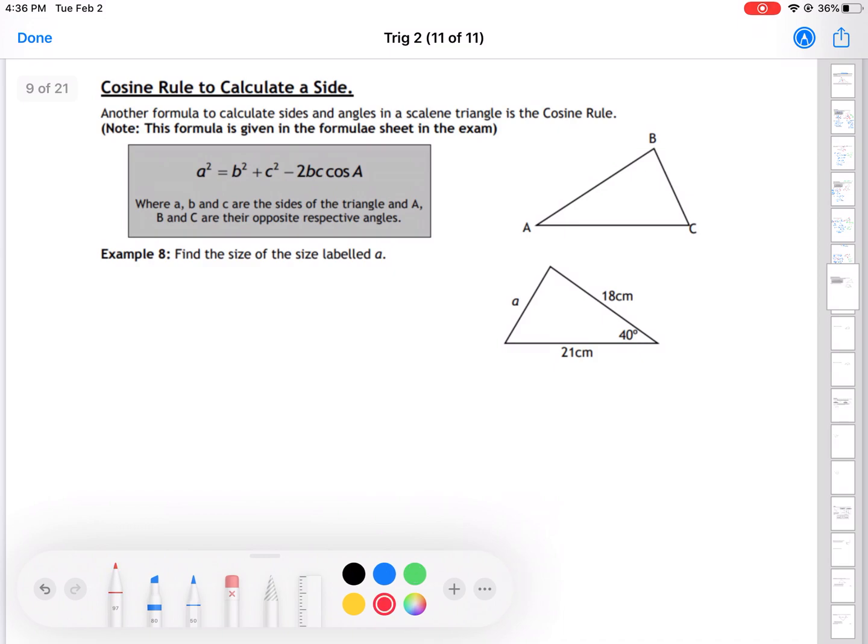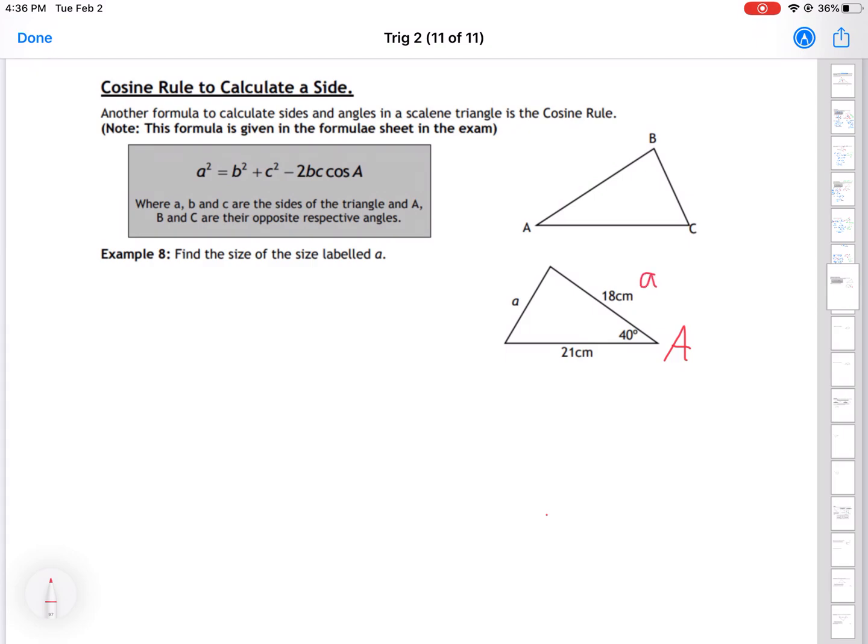So as before, we have got to label the triangle. Side A is already labelled for you, so angle A is at 40. Sides B and C can be either of the other two, it's up to you. So I'll label them that way round, which means angle B is down here, angle C is up the top. Write down the formula as before, which is a squared equals b squared plus c squared minus 2bc cos A. Don't forget that c there, there's two c's, so it's 2bc then cos A.